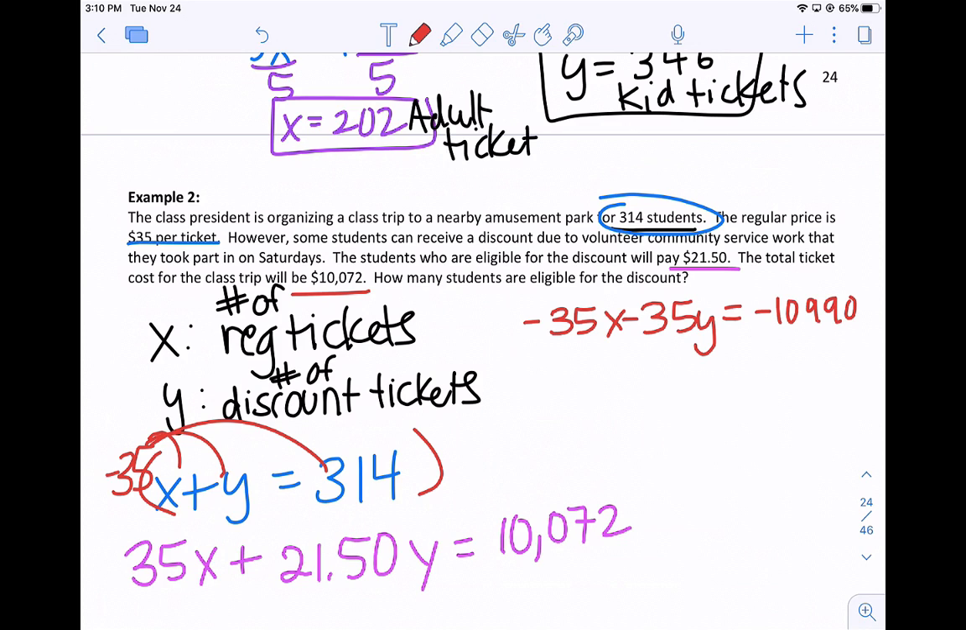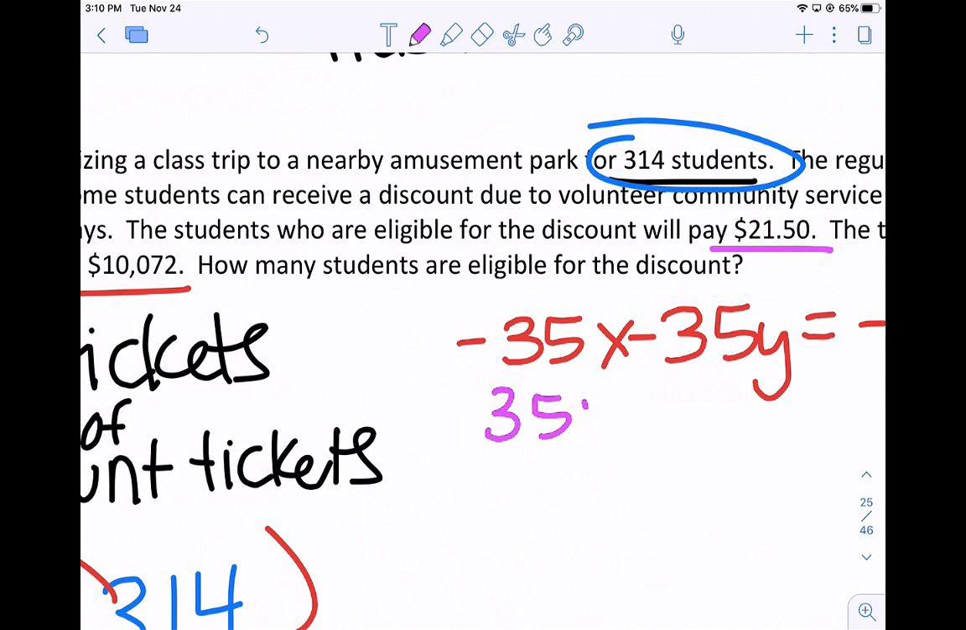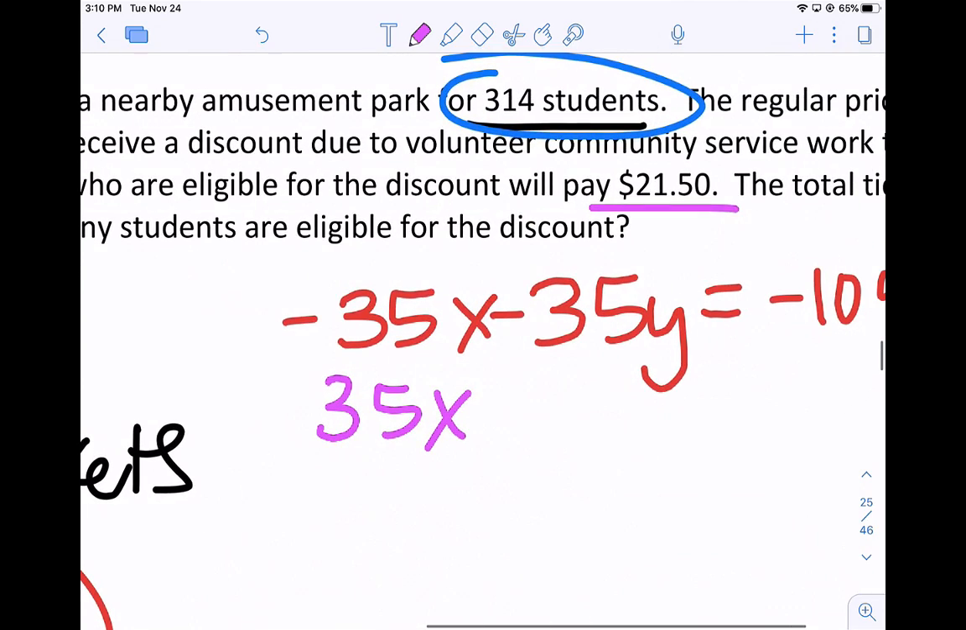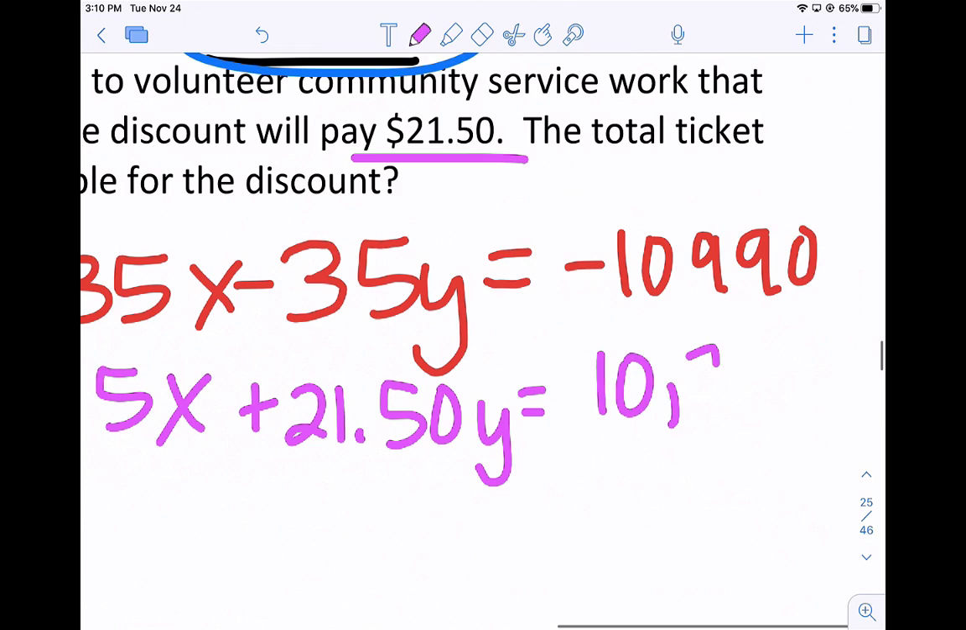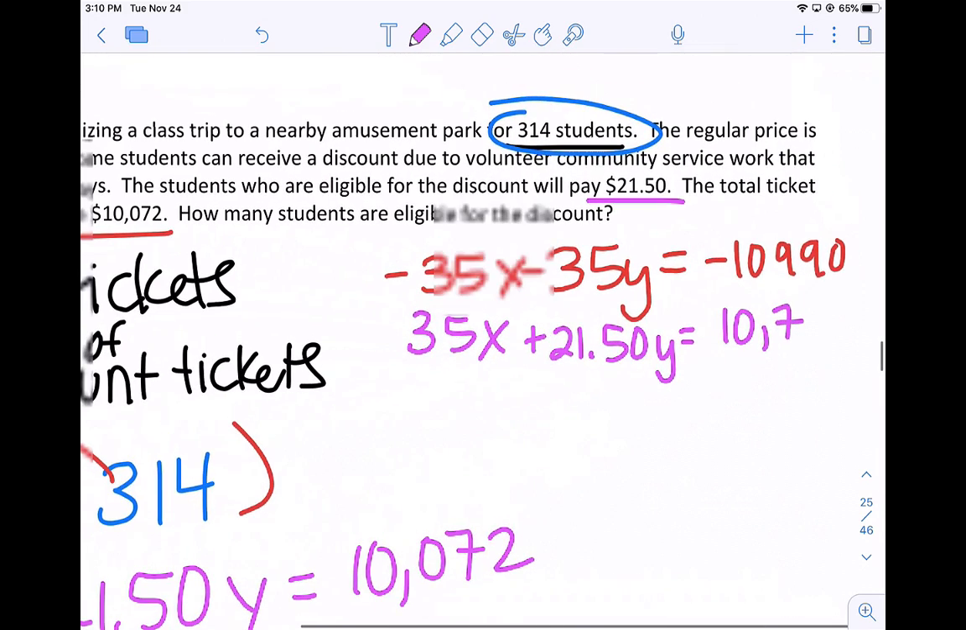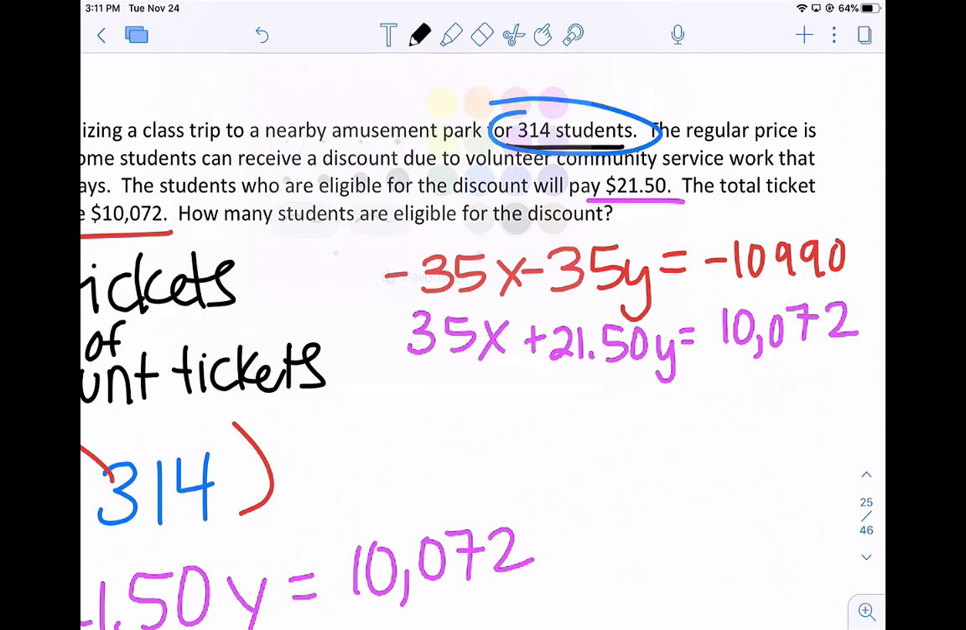Yes. Okay. My bottom equation I didn't change, so the one in pink, I already had the 35X. I didn't need to change that. 35X plus 21.50Y equals 10,072. Okay, so now we can add them together. And as we wanted, our X's will cancel because they match and one is negative.